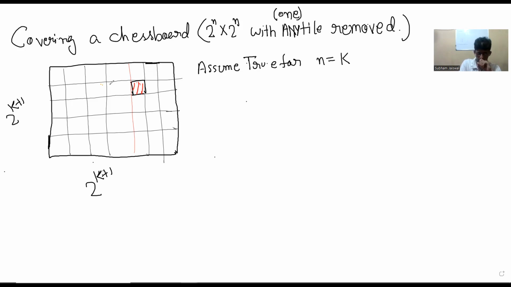So to remove what? Not 2, you mean 2 to the k? Yes, 2 power k times 2 power k. So basically it's 4 times, right? You agree that this is obviously 4 times this.